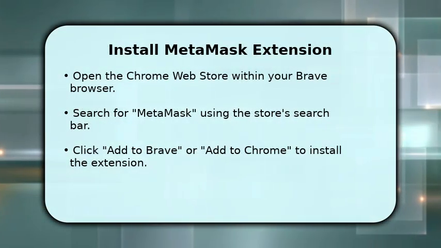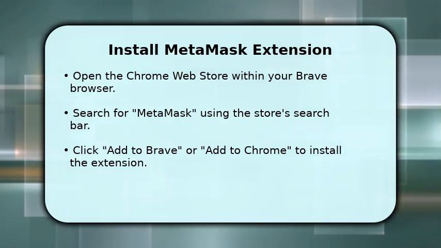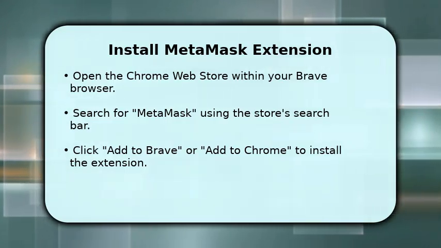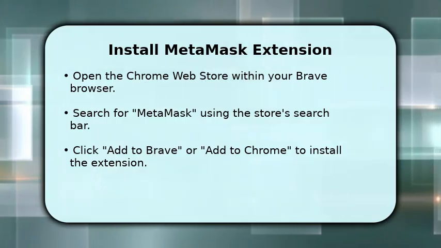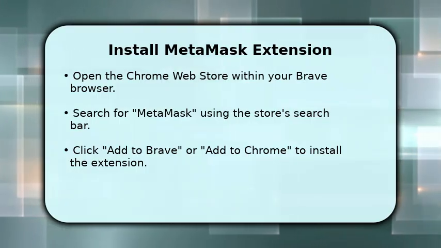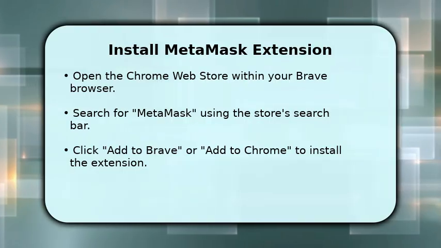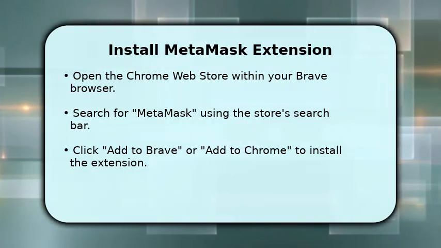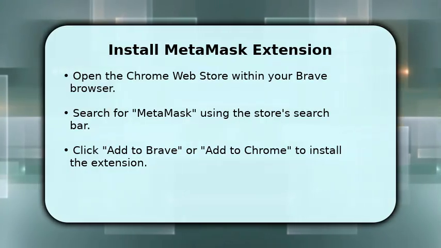Once Brave's default wallet is disabled, the next step is to install the MetaMask extension. You can easily do this by opening the Chrome Web Store directly within your Brave browser. Use the search bar to find MetaMask, then click the Add to Brave button. A small pop-up will appear asking for confirmation. Simply click Add Extension to complete the installation. It's a quick process, taking only a few moments.